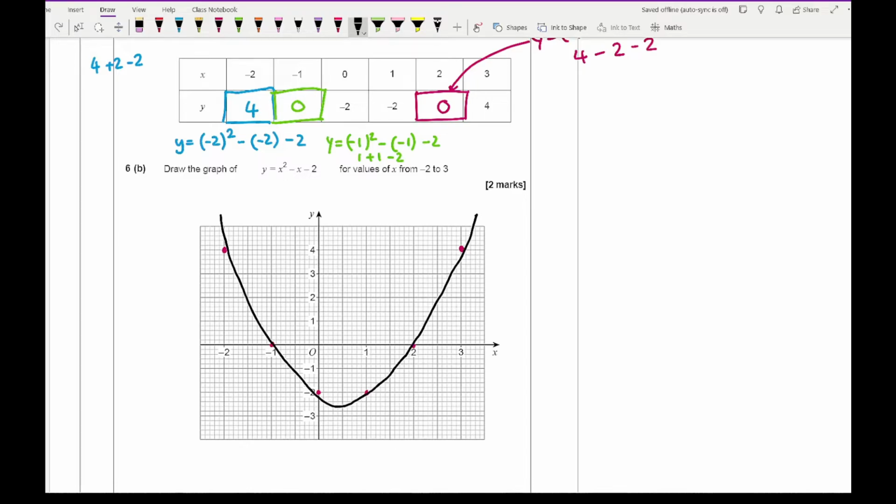Now again, this can be quite tricky, so if you're always struggling to connect the points, then all you need to do is just join them up with straight lines like so, and then with your pencil just smooth off those rough edges, and you should be able to then get a much smoother parabola.